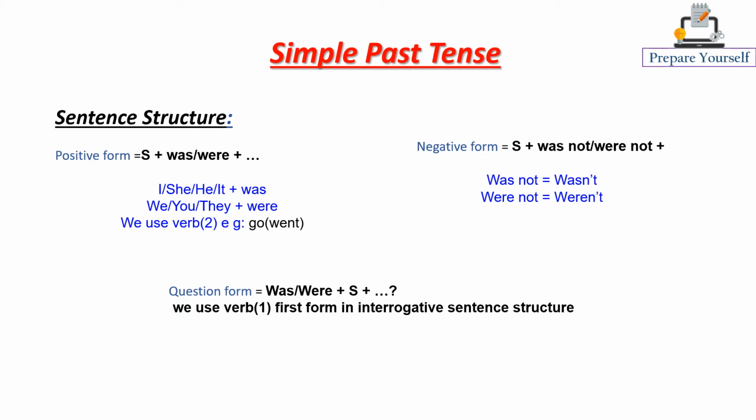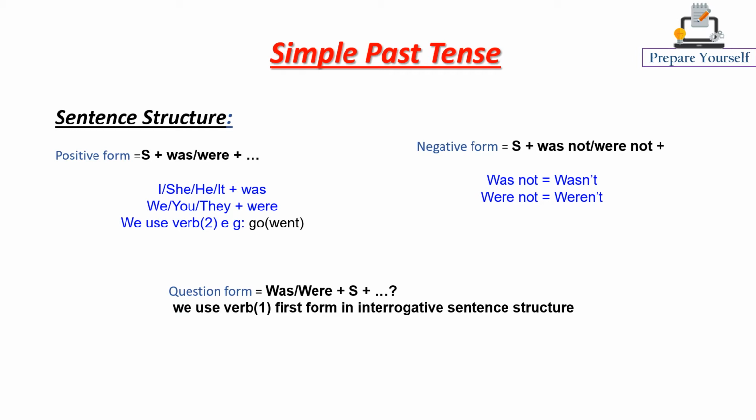As we know, there are three forms of verb. For example, go, went, and gone. This was the sentence structure of positive form. Now let's have a look at the sentence structure of negative form. That is subject plus was not or were not plus sentence itself.